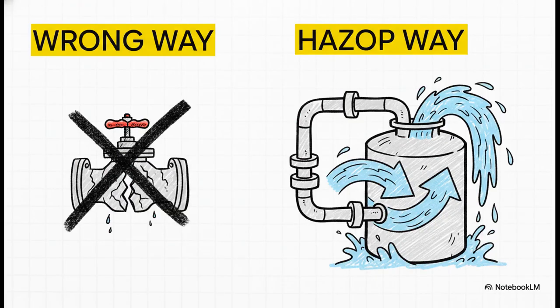And see, that right there, that is the absolute core idea behind a HAZOP. It doesn't just ask, hey, is this valve going to fail? No. Instead, it asks a much smarter question. What happens if the flow through this pipe is suddenly way more than we designed for? It's a total shift in thinking, right? Moving away from just a single broken part to looking at the entire system's behavior.